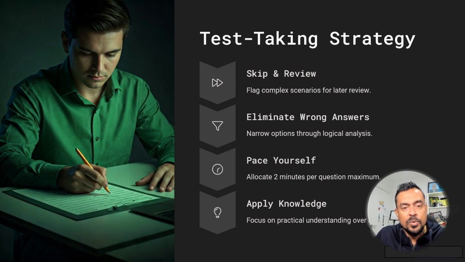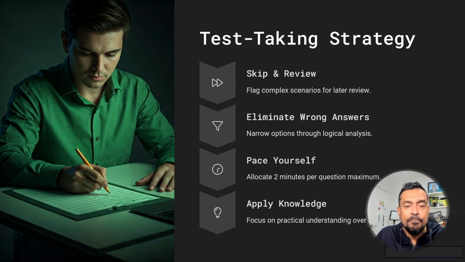The next one is pace yourself. Allocate 2 minutes per question maximum, not more than that. If you feel like it is taking more time than expected, more than 2 minutes, just leave it as a review question and you can come back later whenever you have time.